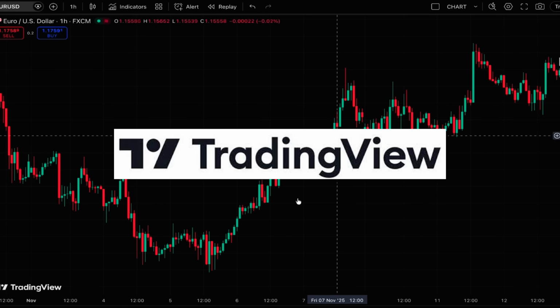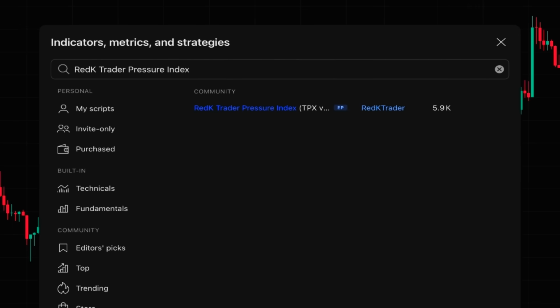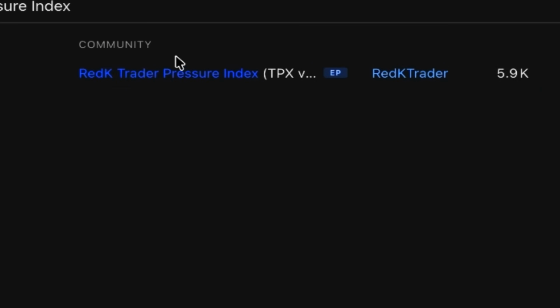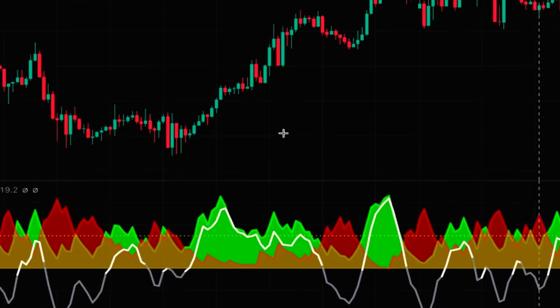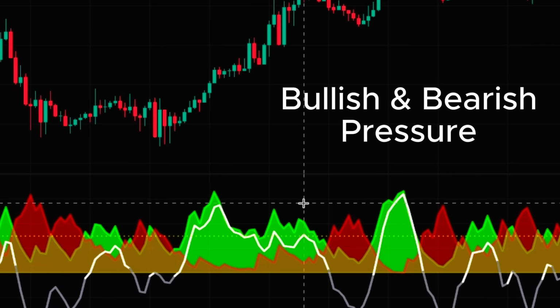Alright, on TradingView platform, here click on indicators and search Red K Trader Pressure Index, this one, which is an editor's picks indicator and written by Red K Trader. Alright, this is the indicator, and as you can see, it is added here below the chart. As I said, this indicator measures bullish and bearish pressure in the market.